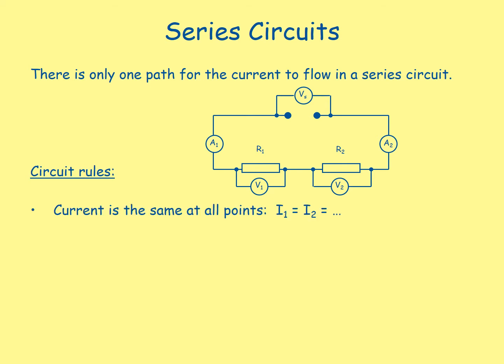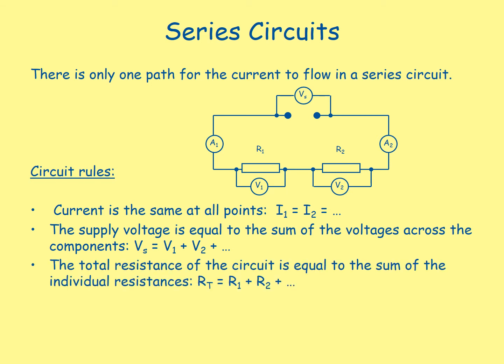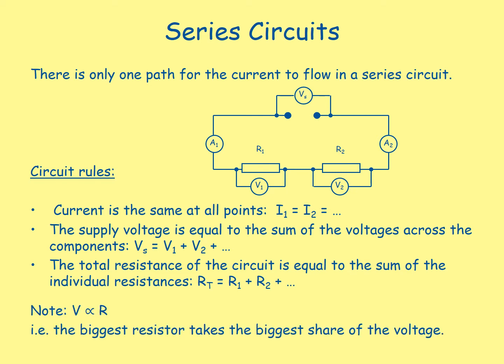Circuit rules. The current is the same at all points in a series circuit. The supply voltage is equal to the sum of the voltages across the components. The total resistance of the circuit is equal to the sum of the individual resistances. Note, voltage is proportional to resistance, i.e. the biggest resistor takes the biggest share of the voltage.